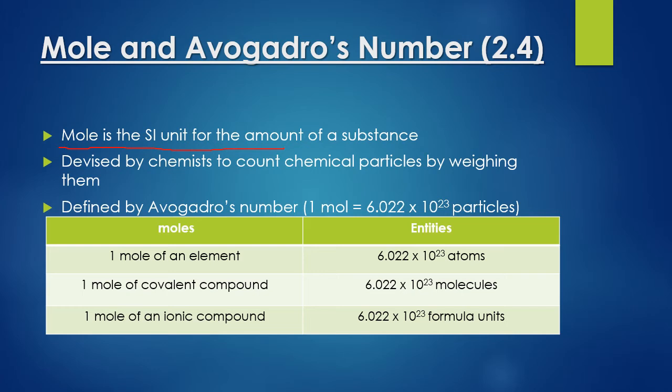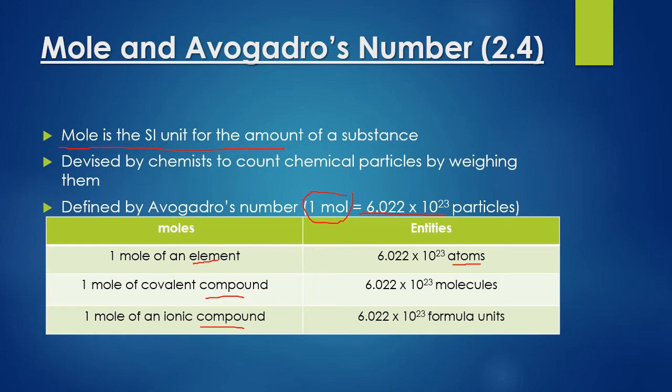This mole amount was devised by chemists so that they could count chemical particles simply by weighing them. And we define the mole using Avogadro's number. So Avogadro's number is 6.022 times 10 to the 23rd. So if we have 1 mole of a substance, any substance, it could be an element, a covalent compound, or an ionic compound, in that 1 mole, there's going to be 6.022 times 10 to the 23rd particles. So what do I mean by particles? Well, if I'm talking about an element, particles are going to be atoms.